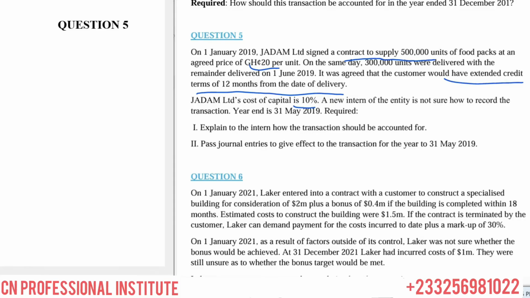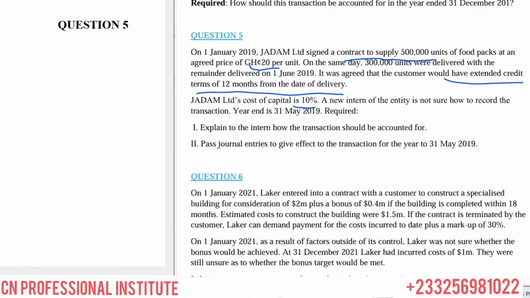Look at the year end. Year end is 31st May 2019. Now, the contract happened on 1st January 2019 and is to supply 500,000 units of food pack at 20 cedis per unit. They delivered 300,000 on the same day, and they delivered the remaining 200,000 on 1st June 2019.